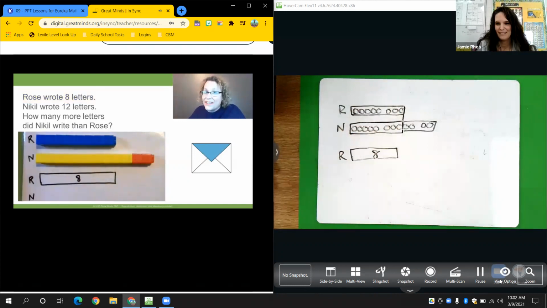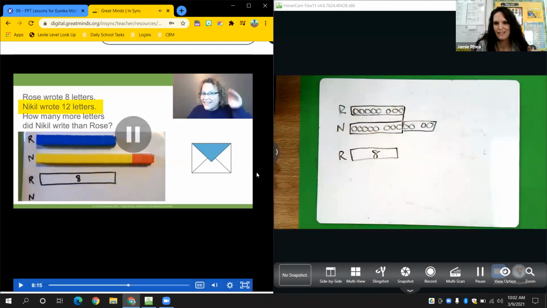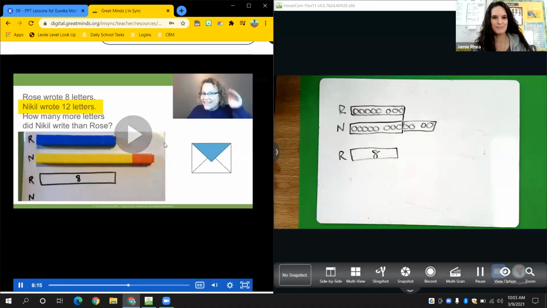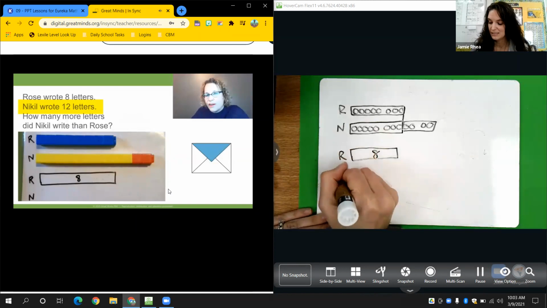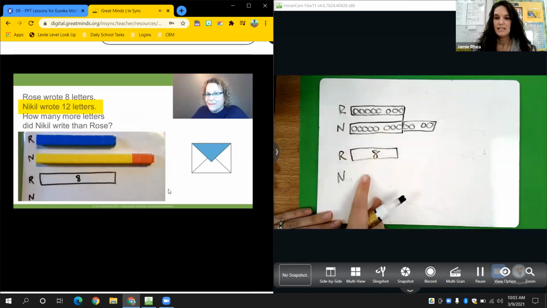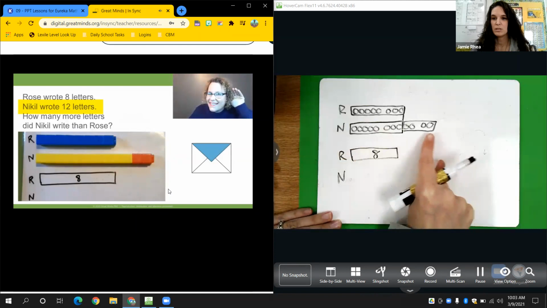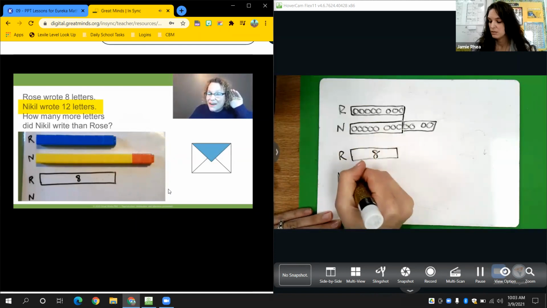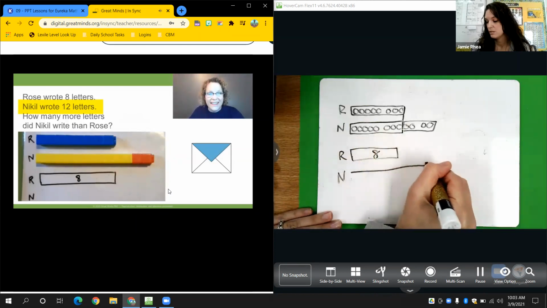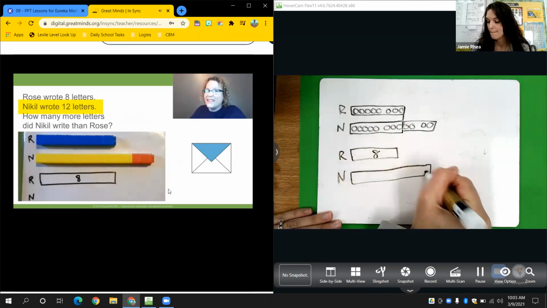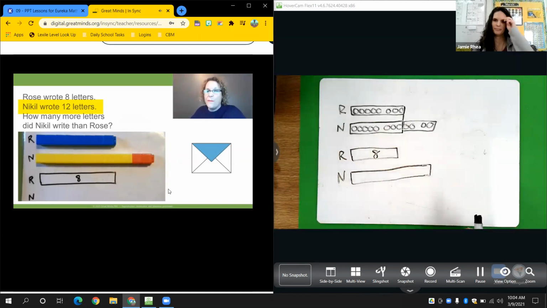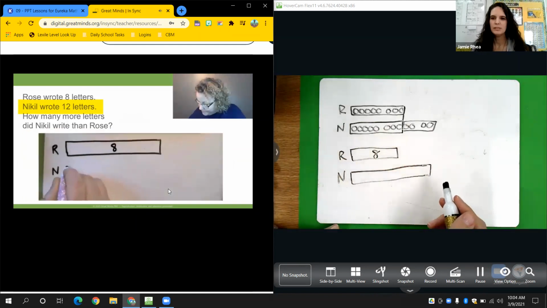How many letters did Nikhil write? Hold on, friends. So sorry, friends. Let's try this again. He wrote 12 letters. So will his tape be longer or shorter than Rose's tape? His tape's going to be longer, because we have longer objects. It will be longer because 12 is greater than 8. I'm going to start drawing his tape, and then you say stop when you think I've gone about where 12 would be.